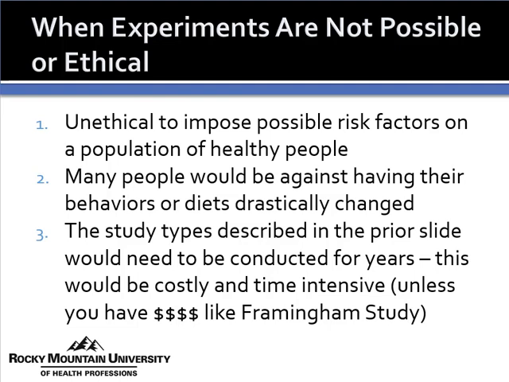Now, the study types that were described in the prior slide would potentially need to be conducted for years. And it becomes very difficult for most of us to conduct studies like these. Why? Well, to be able to conduct a prospective cohort study looking at the onset of chronic health conditions, you would need lots of money, lots of time. You would need to have a team to support that. It would have to be something monumental like the Framingham study.